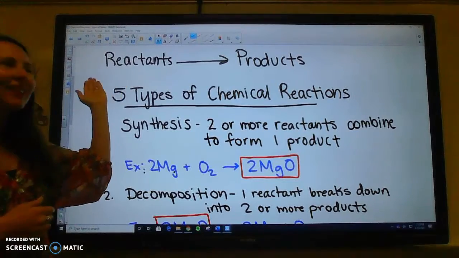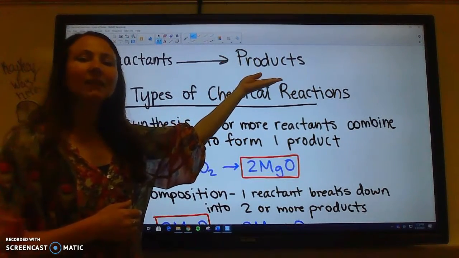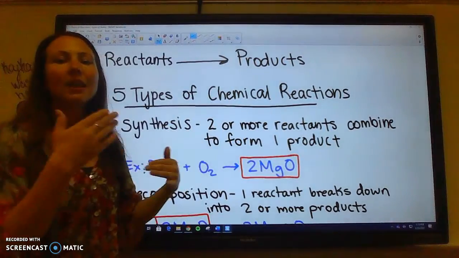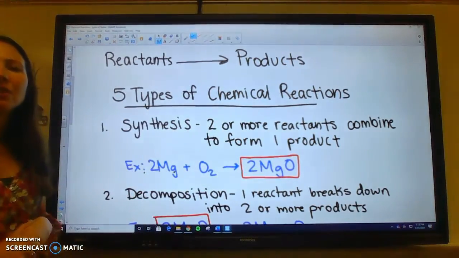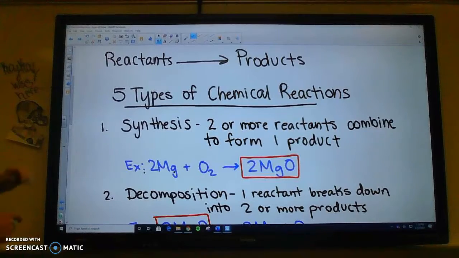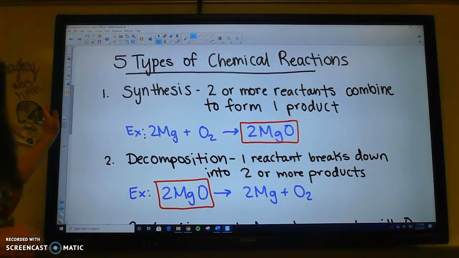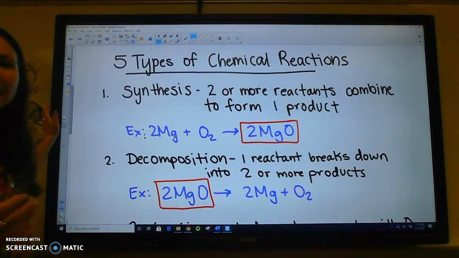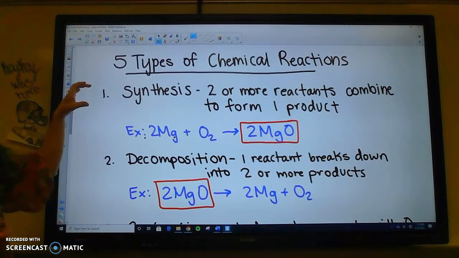because reactants are on the left side of the reaction arrow. And what you see on the right side of the arrow, those are called products. So that's going to be used in these definitions, descriptions, and so you're going to need to understand what each of those means. So, for the 5 types of reactions, as you are copying this, I'm going to go ahead and explain these. So the first type of reaction is called a synthesis.